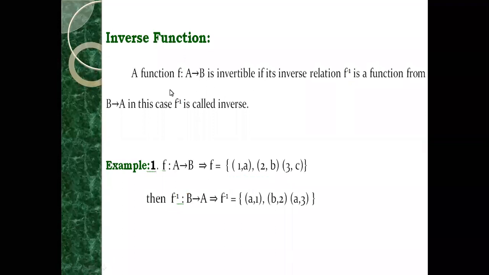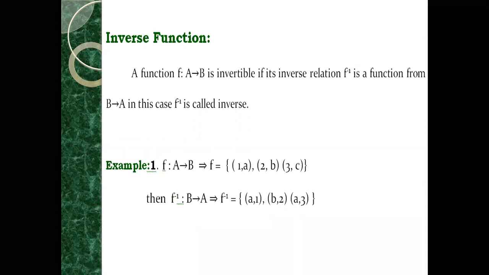Inverse functions. A function f maps A to B is invertible if its inverse relation f inverse is a function from B to A. In this case, f inverse is called the inverse. So the range of f is B and the domain of f inverse is B, meaning the range of the function f and the domain of f inverse are equal when f is invertible.